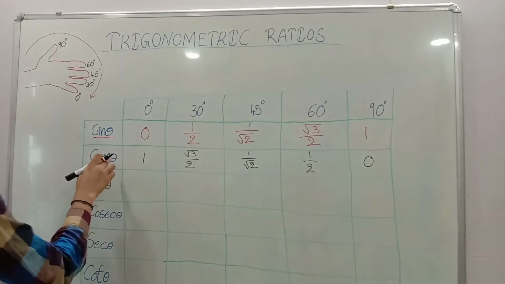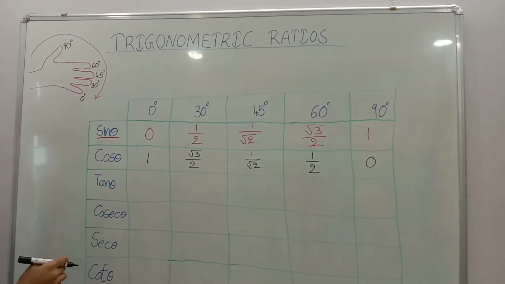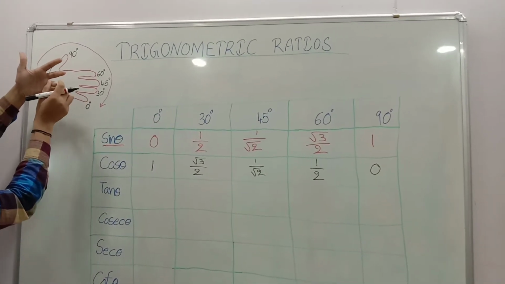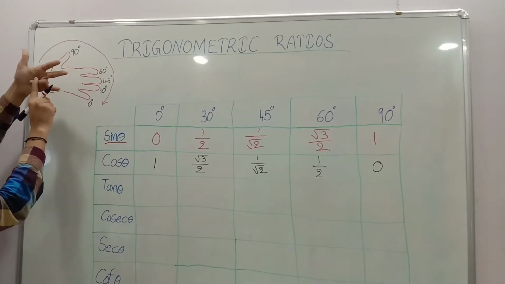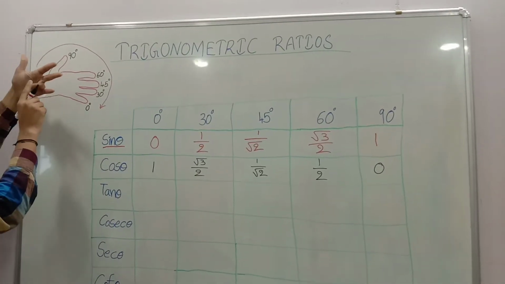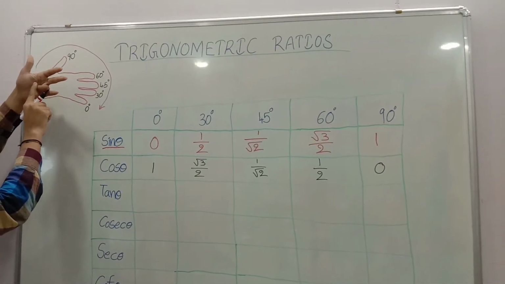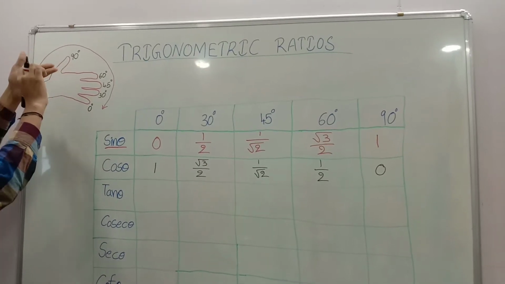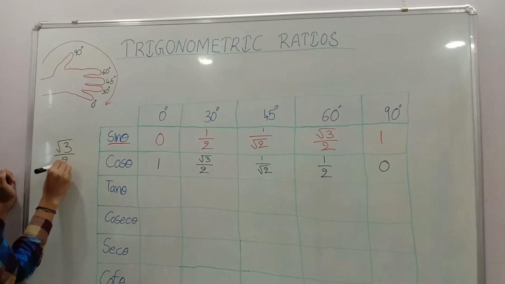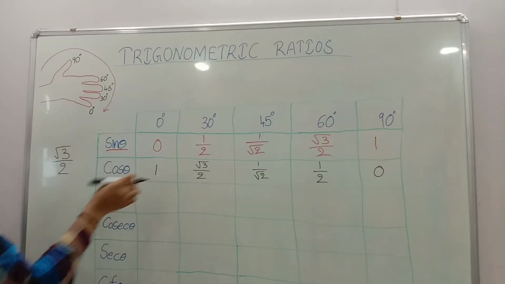Now let's check whether this is correct or not by using the first way. I am taking cos 30. Cos 30 is the ring finger. We should close this 30. For cos we should count like this. So after closing cos 30 we have 3 fingers: 1, 2, 3. So the formula is root 3 by 2. So cos 30 is root 3 by 2.